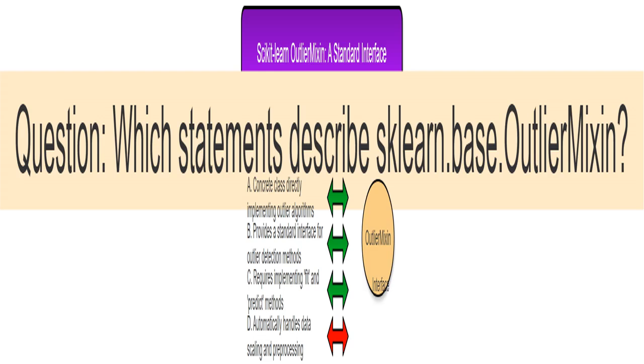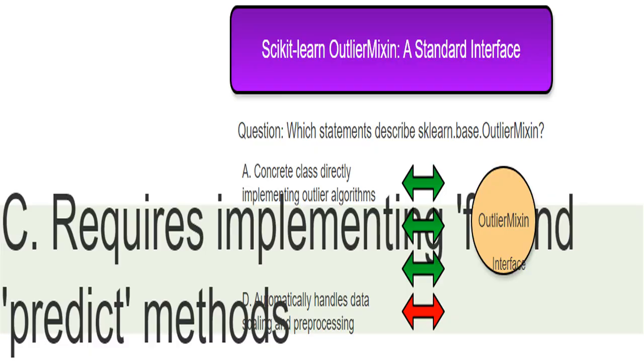This question tests your understanding of what OutlierMixin does in Sklearn. We'll examine each statement to determine if it accurately describes OutlierMixin's role. Yes, any class using OutlierMixin must provide its own implementations of the fit and predict methods. Fit is where the algorithm learns from the data, and predict is where it makes predictions about which data points are outliers. OutlierMixin simply requires these methods to be there. It doesn't provide them itself.